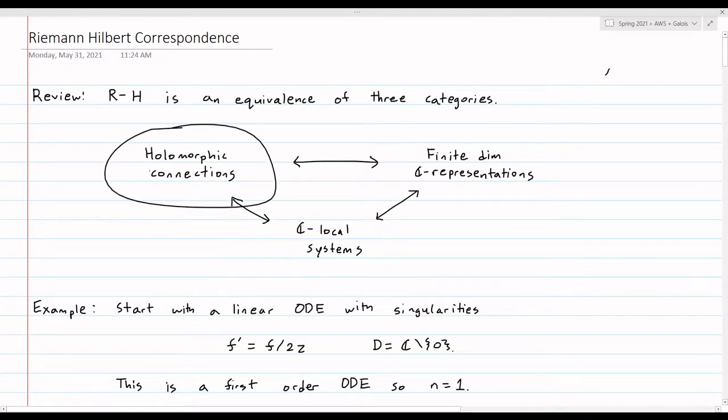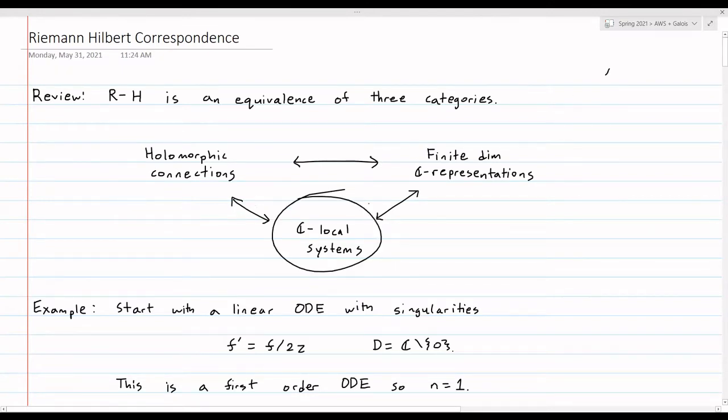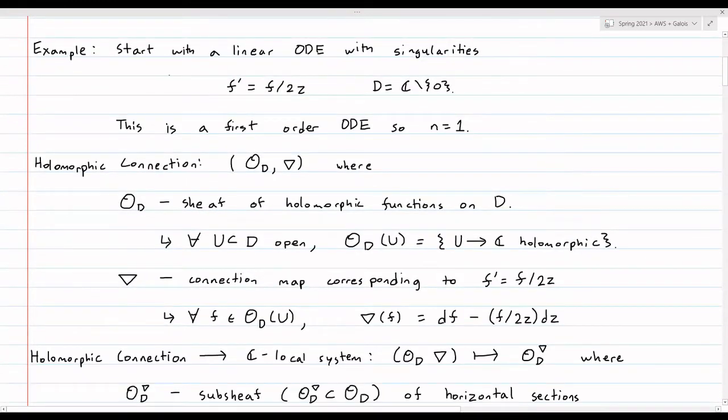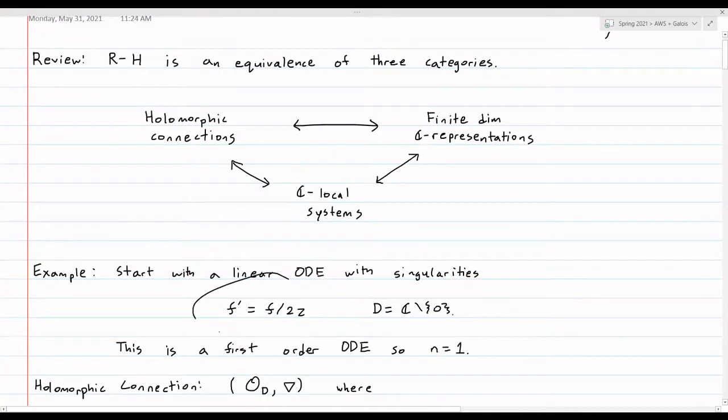Okay, so we have holomorphic connections, and we have complex local systems, and we have finite dimensional complex representations. So let me start with an example of this equivalence. We started with this example last time as well. So we can start with the linear ordinary differential equation with singularities. So here we have f prime is equal to f over 2z, and the singularity is at z equals 0.